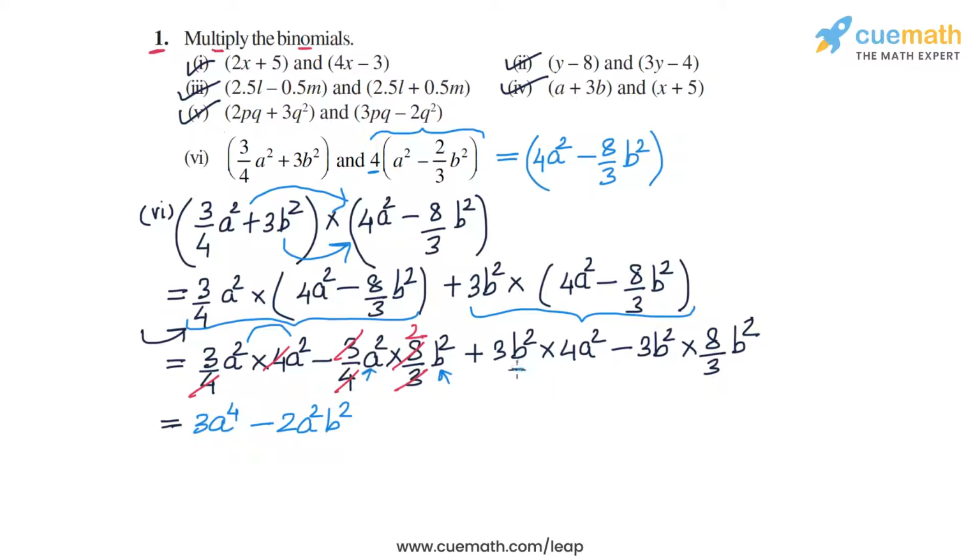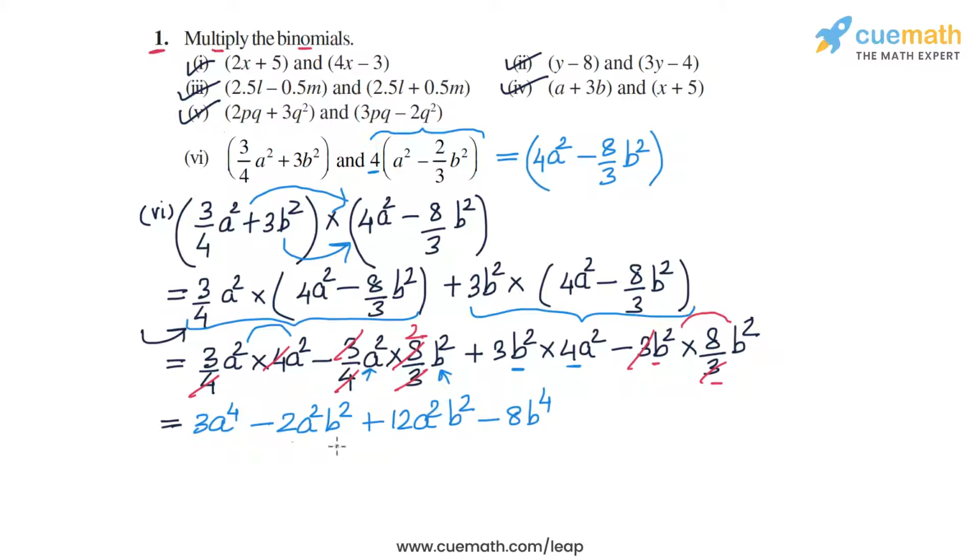Then we have 3b square into 4a square. 3 into 4 is 12. So we get plus 12, and then a square and b square. And then finally we have minus 3b square into 8 by 3b square. So this 3 and this 3 cancel out, and b square into b square is b to the power 4. So we get minus 8b to the power 4.